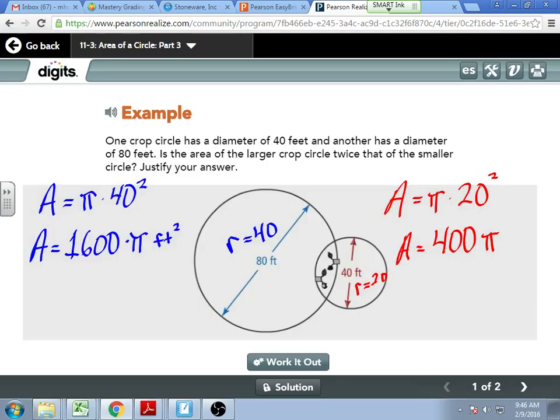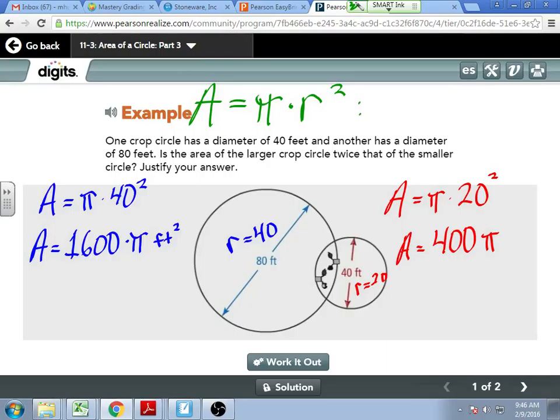Now, why would this make sense? Why would it make sense that if I double my radius, I quadruple the area? Thomas? I think this is because it's twice the diameter. Yeah, the diameter is twice as much, and the radius is twice as much. Both are true.